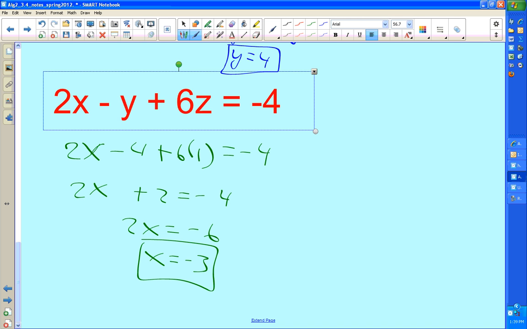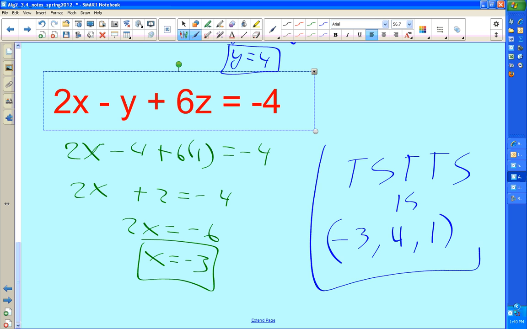What does that mean? We have all three. So what should I say? Negative 3, 4, 1. Negative 3, 4, 1. Now, listen to this question. Did we do anything really that was that difficult? Did we do something that takes 5 minutes?